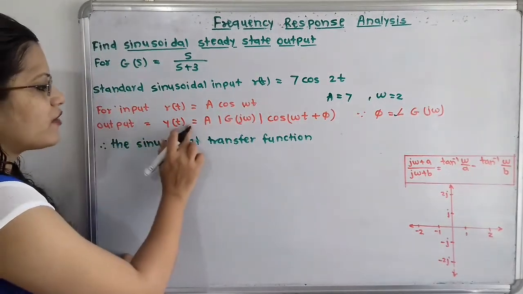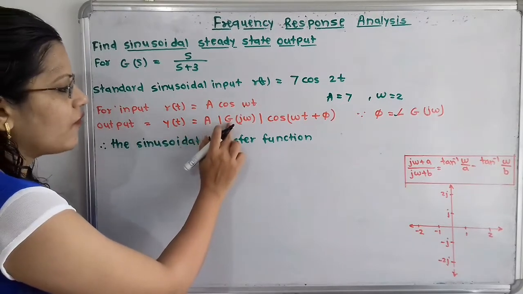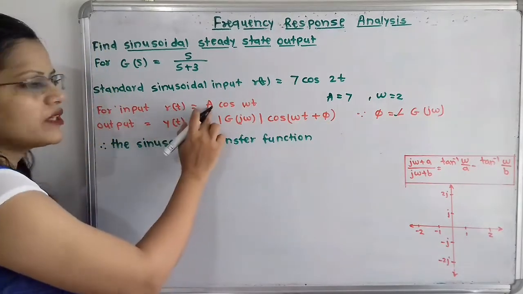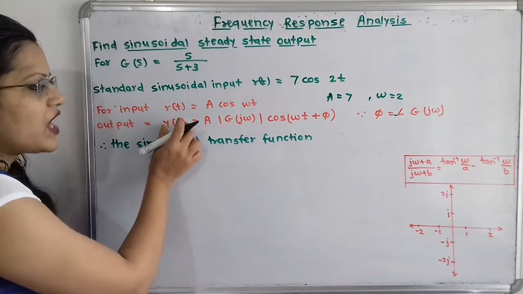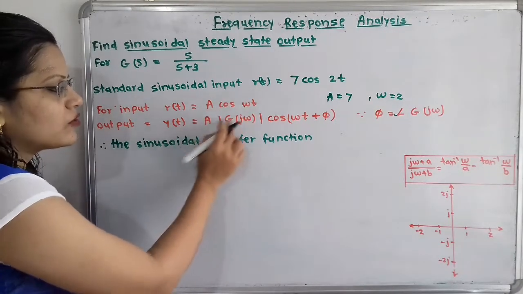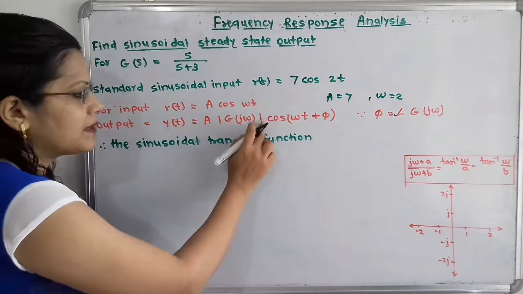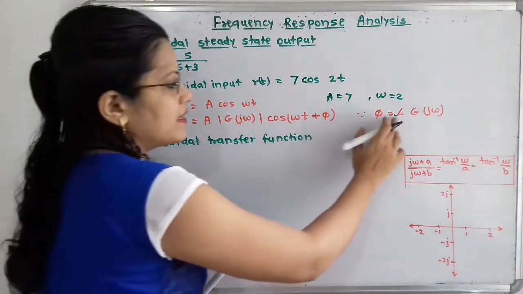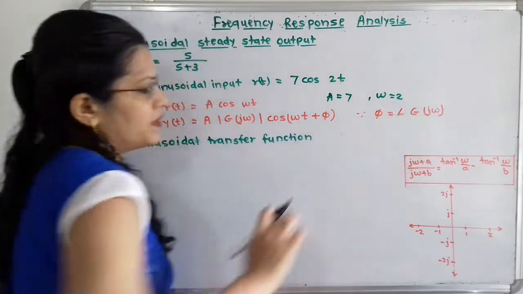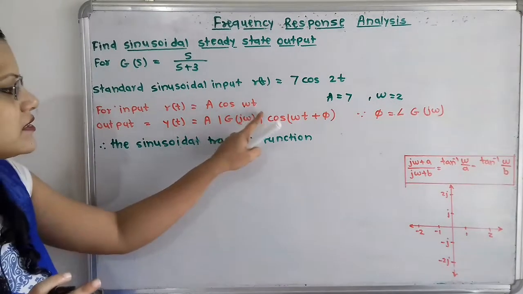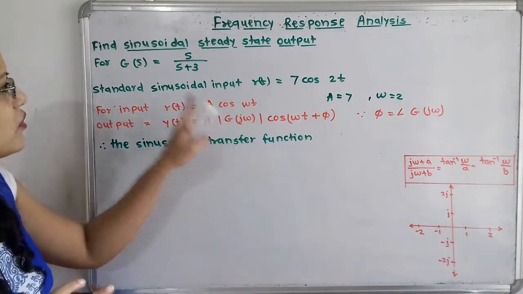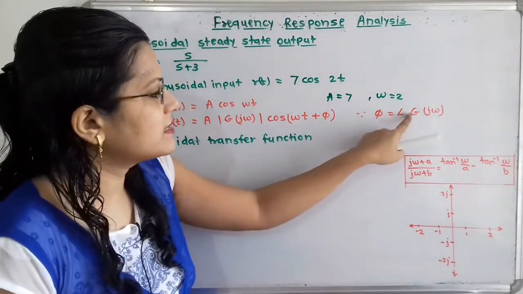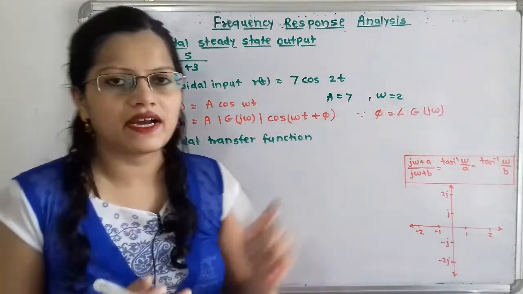The output is y(t) = A |G(jω)| cos(ωt + φ). So for this input in the form of A cos ωt, y(t) is A multiplied by the modulus of G(jω), which is the magnitude, multiplied by cos(ωt + φ), where φ is the phase angle, and φ is the angle of G(jω). Now if we observe, for this magnitude, instead of G(s), G(jω) is used, and for this phase angle φ, instead of G(s), the angle of G(jω) is used.